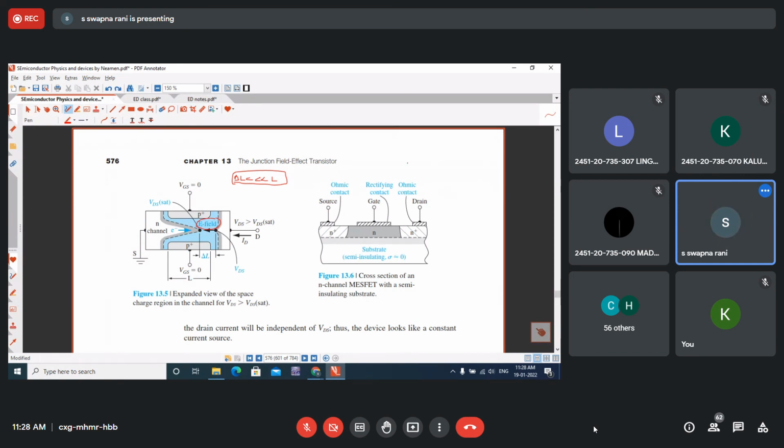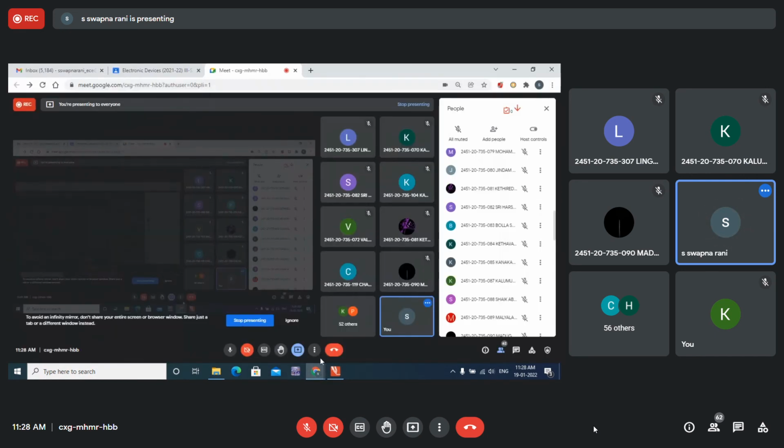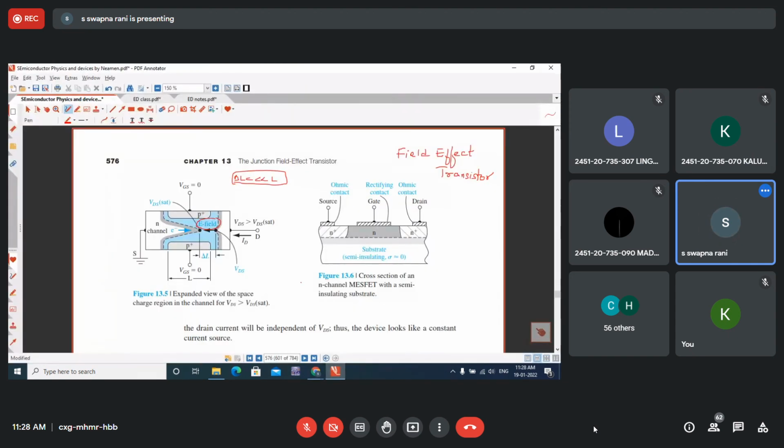So the field effect transistor is called a field effect transistor because the field across the depletion regions is controlling the number of charge carriers which are moving from source to drain. So that is why it is called a field effect transistor. Ultimately, the reverse bias of the gate and channel junctions is responsible for the flow of drain current from source to drain.